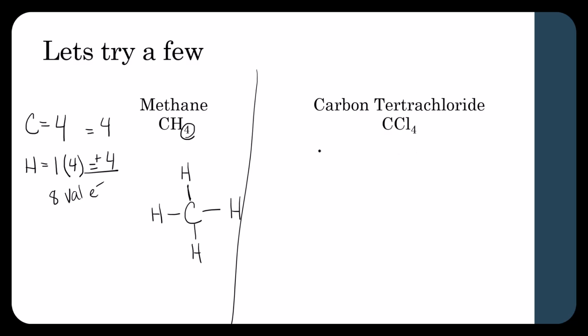All right, so for carbon tetrachloride, the first step is to calculate the total number of valence electrons. Carbon is in group 14 or 4A. He's got 4 valence electrons. Chlorine is in group 17 or 7A. He brings 7 valence electrons. And in this structure, there are 4 of them, so we're going to multiply that by 4. So then we've got 4 plus 28. We've got 32 valence electrons. That's a lot we need to find a home for.